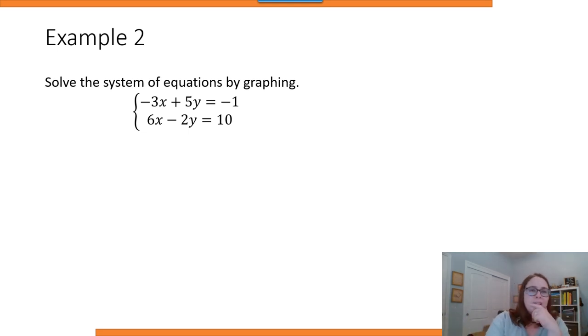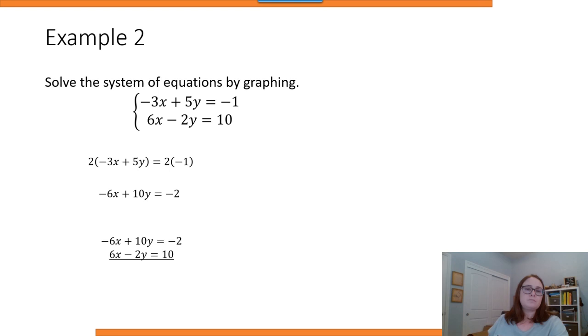All right, so I look at this and I think, well, gosh, if I just multiplied that negative 3x by 2, then I'd have a negative 6x that would cancel with the positive 6x. And that looks like the easiest way to do this, so that is what I'm going to do. I'm going to take the top equation, multiply everything by 2. Can't just do it to the one term. I have to do it to both sides of the equation, every term. So I get negative 6x plus 10y equals negative 2. And now this new equation I'm going to add to the second of the original equations.